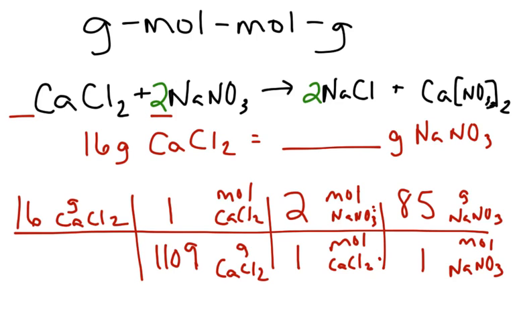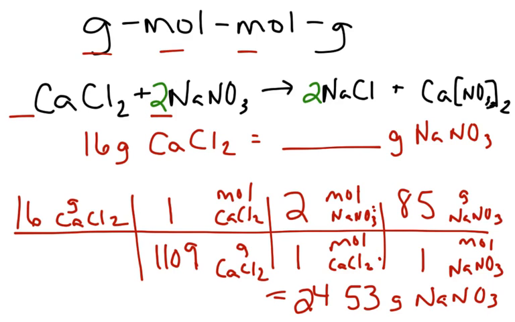So this was the way we set it up before. To calculate this, very simply, you multiply across the top. So 16 times 2 times 85. You hit enter in your calculator, divided by 110.9 times 1. That's pretty darn easy. And what we get is 24.53 grams of NaNO3. Great. Wonderful method. Gram, mole, gram. Again, the first two are my given, the second two are what I'm looking for.